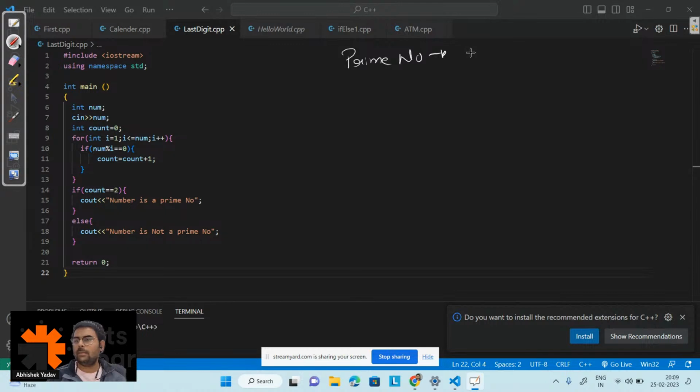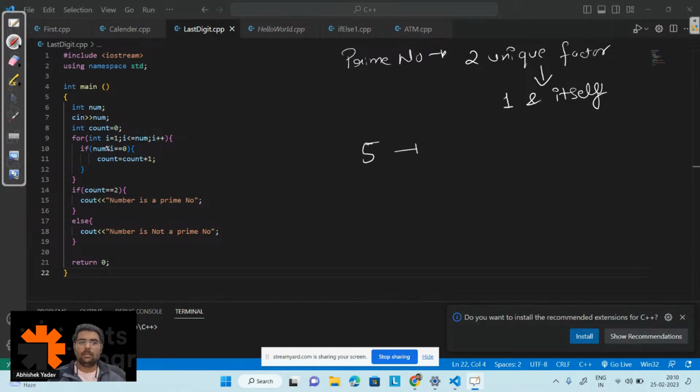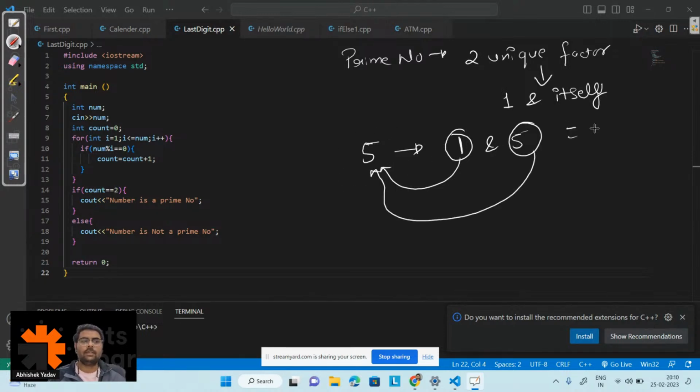So basically, a prime number has two unique factors. If a number has two unique factors, that number is a prime number, and these two unique factors can be one and itself, right, everyone? If I take the example, 5 is my prime number because it has two unique factors. The unique factors are 1 and 5. If you divide 5 by 5, it is fully divisible by 5. So here I have two unique factors, so this is my prime number.